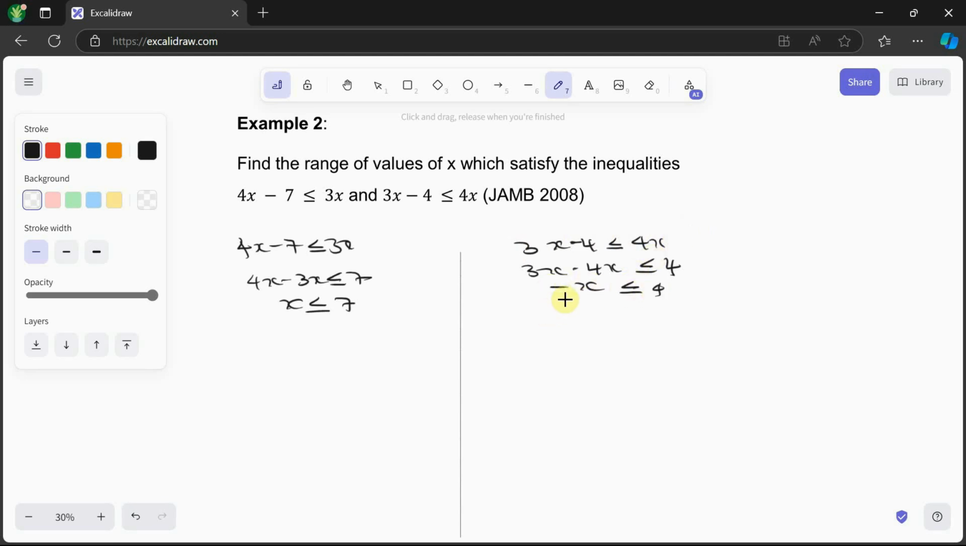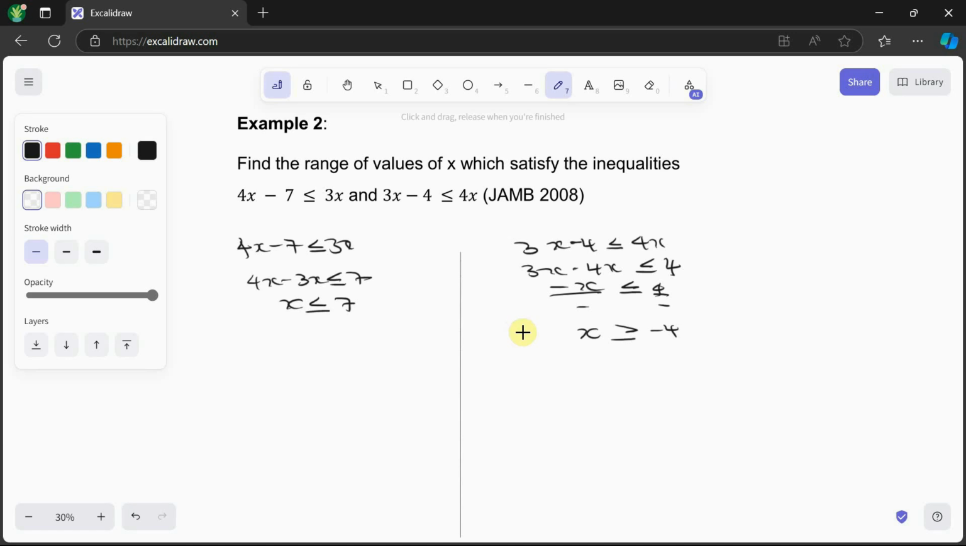We're told that if we're dividing or multiplying both sides by a negative value, our sign will change. So if I divide this by minus 1, my sign will have to change. X will be greater than or equal to -4. Now we have two different values, so we could say x is less than or equal to 7 and x is greater than or equal to -4, or we could just join them together.